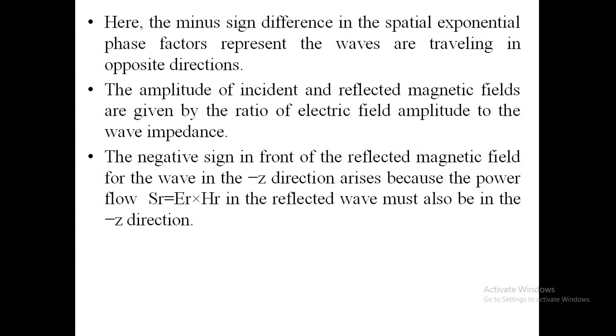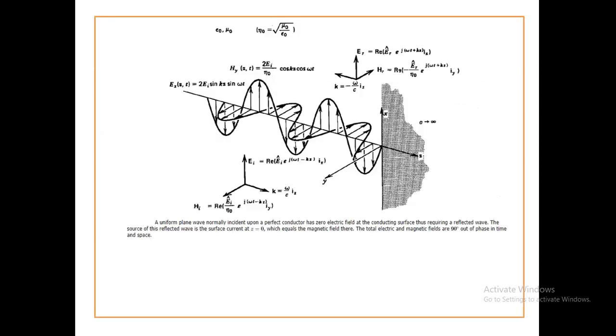Here the negative sign difference in the spatial exponential phase factors represents that the waves are traveling in opposite directions, and the amplitude of the incident as well as reflected magnetic fields can be obtained by the ratio of the electric field amplitude to the wave impedance. The negative sign in front of the reflected magnetic field for the wave arises because the power flow in the reflected wave must also be in the negative z direction.